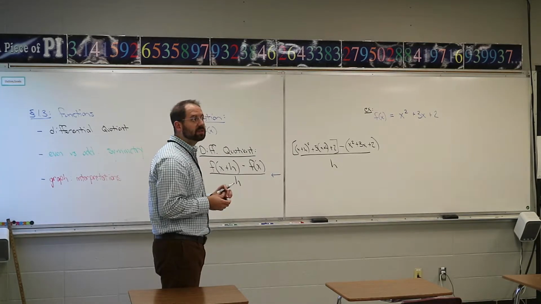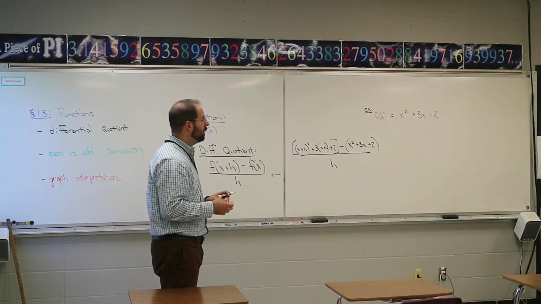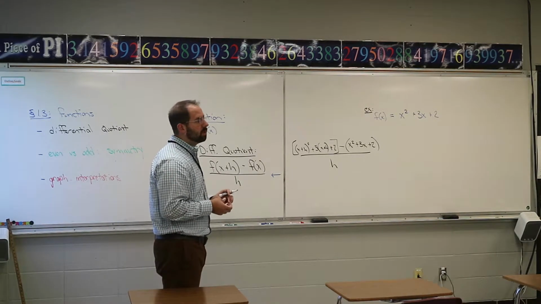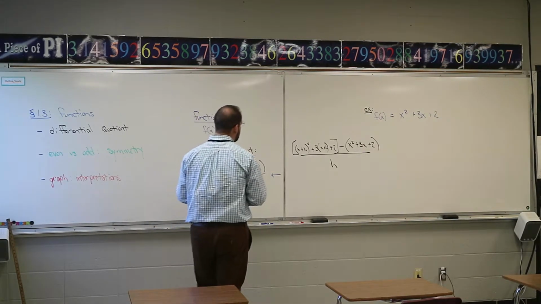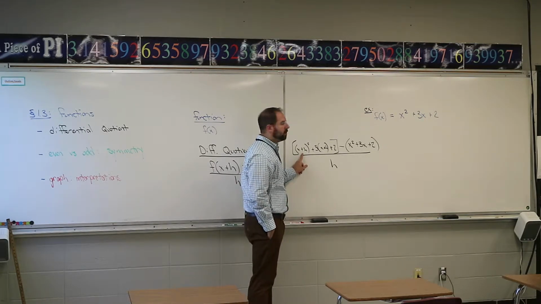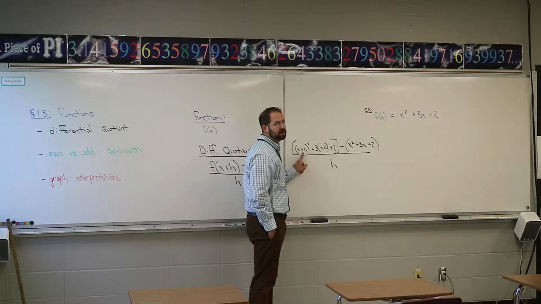Alright, questions on the setup. How we plugged it in, why it looks that way. Now comes the tricky part. We have to do some serious work now. Because this part right here, you don't distribute the power of 2. That's not how you do that. You have to actually FOIL. This is 2 parentheses side by side, we have to FOIL it together.